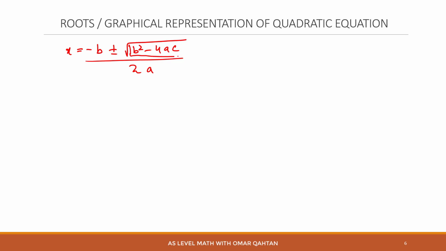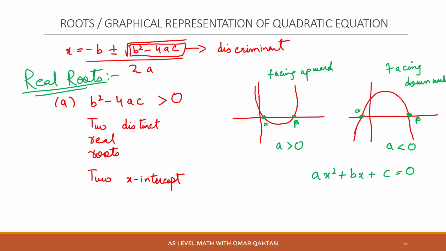This b square minus 4ac is called the discriminant, and it decides if our equation will give us real roots or equal roots or no real roots. So let's draw some graphs of real roots, no real roots, and what are those conditions. Let's have a look. Alright, so first we are going to discuss the real roots.